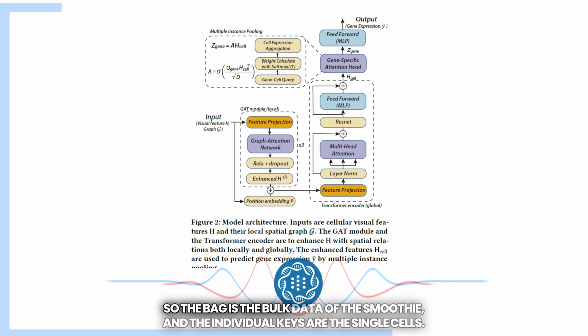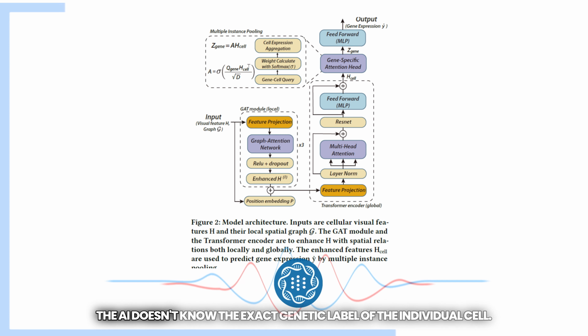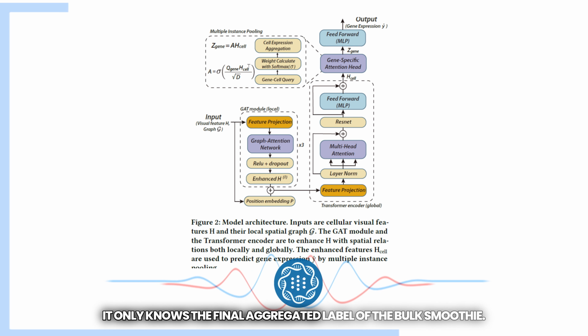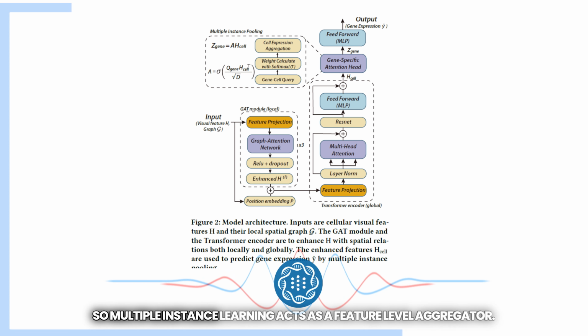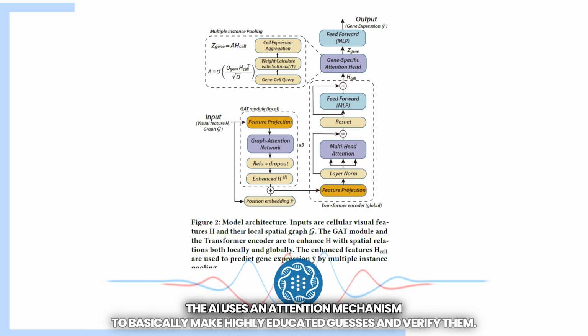So the bag is the bulk data, the smoothie, and the individual keys are the single cells. Precisely. The AI doesn't know the exact genetic label of the individual cell. It only knows the final aggregated label of the bulk smoothie. So how does it narrow it down? So multiple instance learning acts as a feature-level aggregator. The AI uses an attention mechanism to basically make highly educated guesses and verify them.